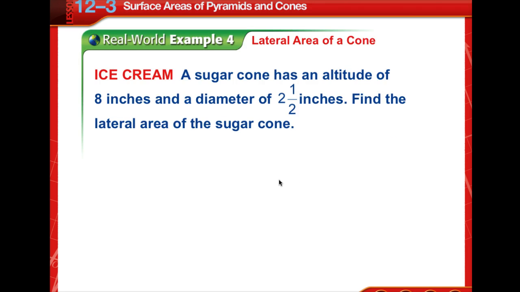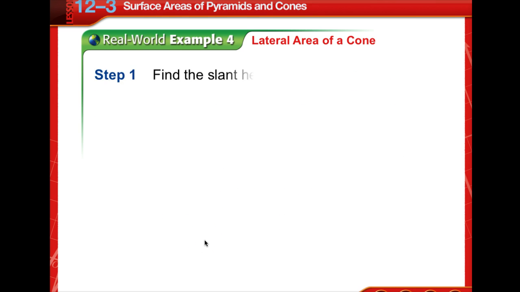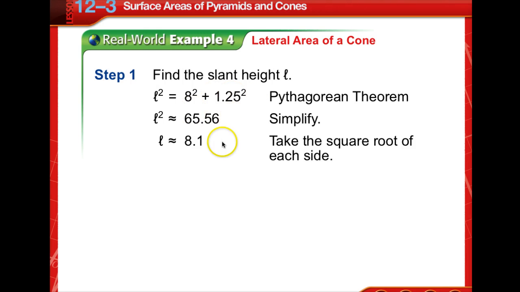Let's try this out. A sugar cone has an altitude of 8 inches and a diameter of 2.5 inches. Find the lateral area of this sugar cone. So if the cone has a diameter of 2.5 inches, the radius is half of that, so that'd be 1.25 inches. We're going to use the altitude and the radius to find the slant height with the Pythagorean theorem. So 8 squared plus 1.25 squared will give us our slant height. We take the square root of both sides, 8.1.